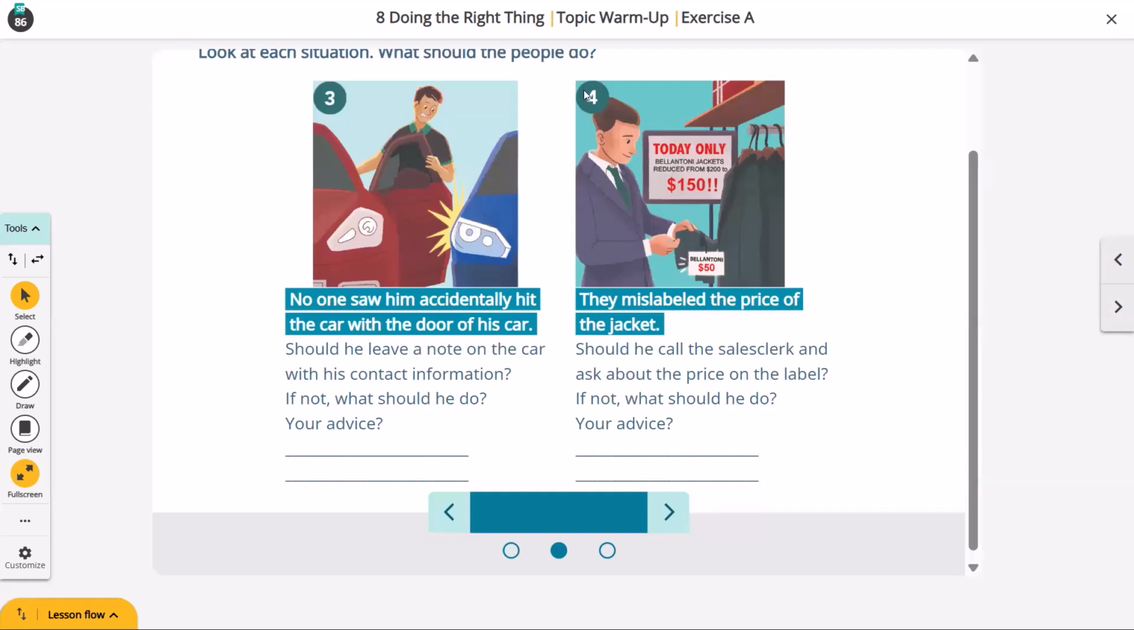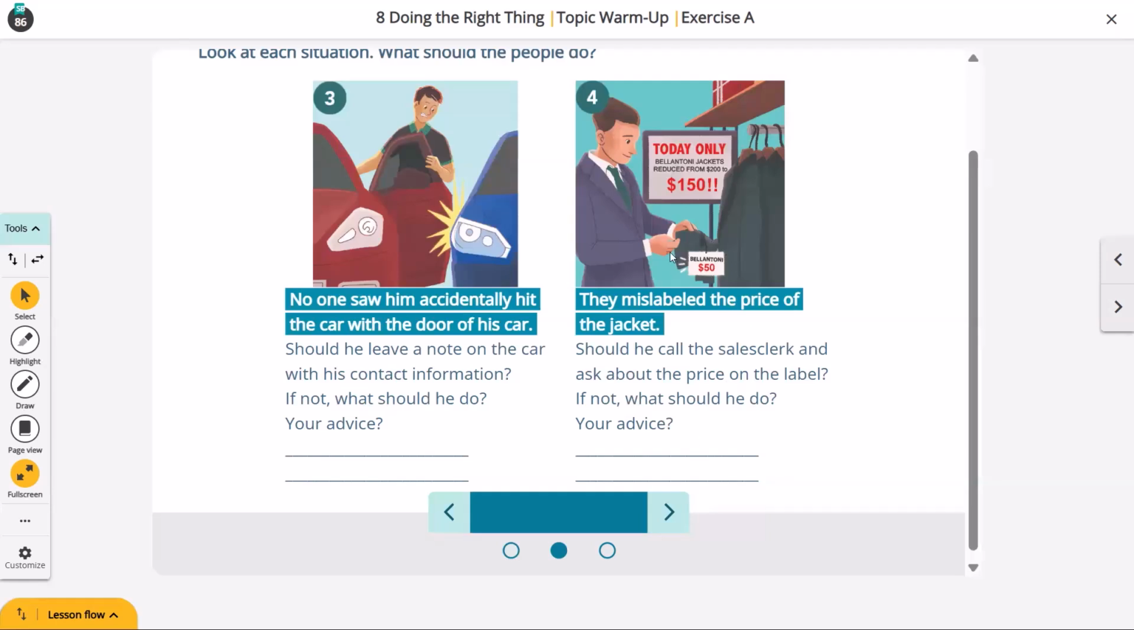Number 4 in this case, it says, let's say first, today only Belantoni jackets reduced from $200 to $150. So it says $50 off. They mislabeled the price of the jacket. Mislabeled means they labeled it wrongly, or they got confused, or there is an error on the label, right? Should he call the sales clerk and ask about the price on the label? If not, what should he do? Which is your advice in this case?